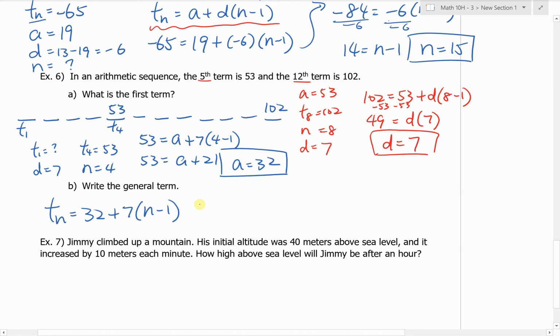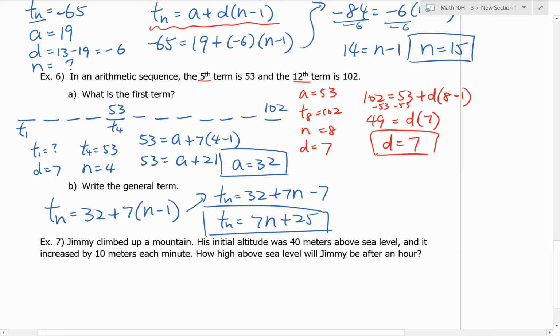So now you just simplify this. You should get Tn is equal to 32 plus, expand this, you get 7n minus 7. Therefore, Tn is equal to 7n plus 25. That is the general term.